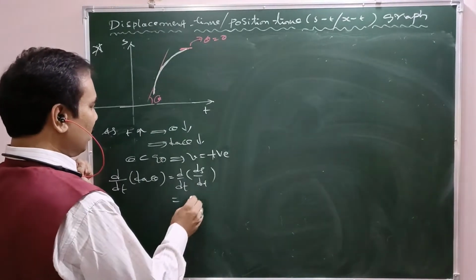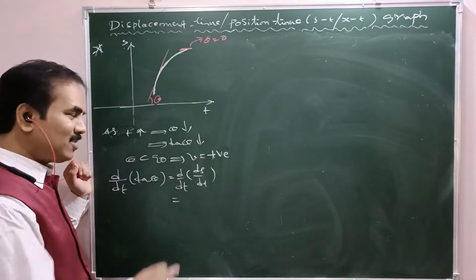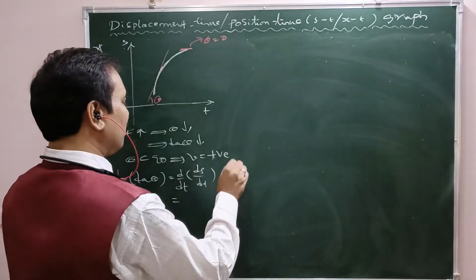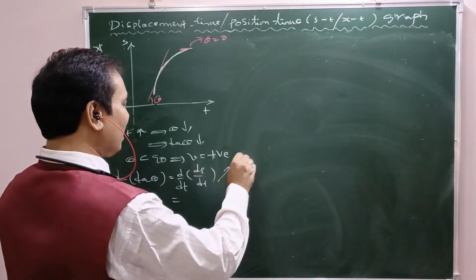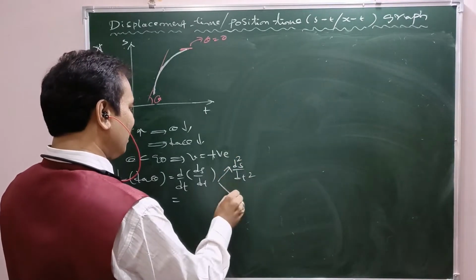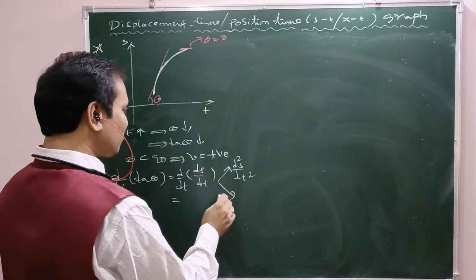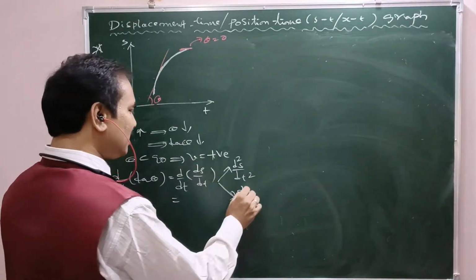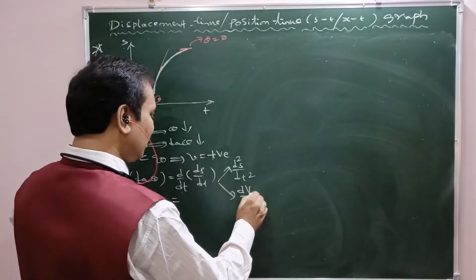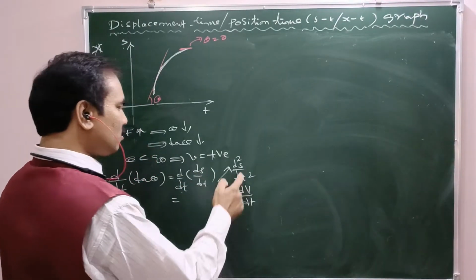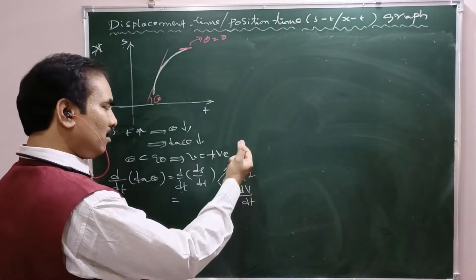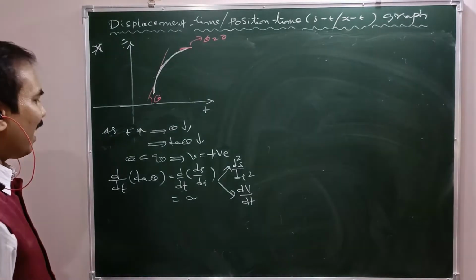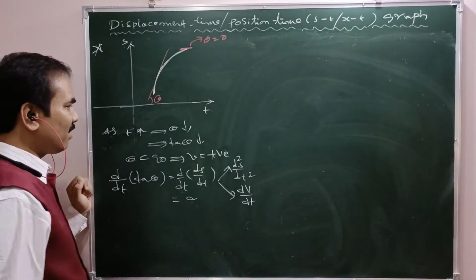That is, d by dt of ds by dt means rate of change of velocity. What is this one? d square s by dt square. Otherwise, d by dt of what is this one? What does it represent? Velocity. That is dv by dt. So in both cases, these two represent acceleration. Therefore, acceleration. Right?